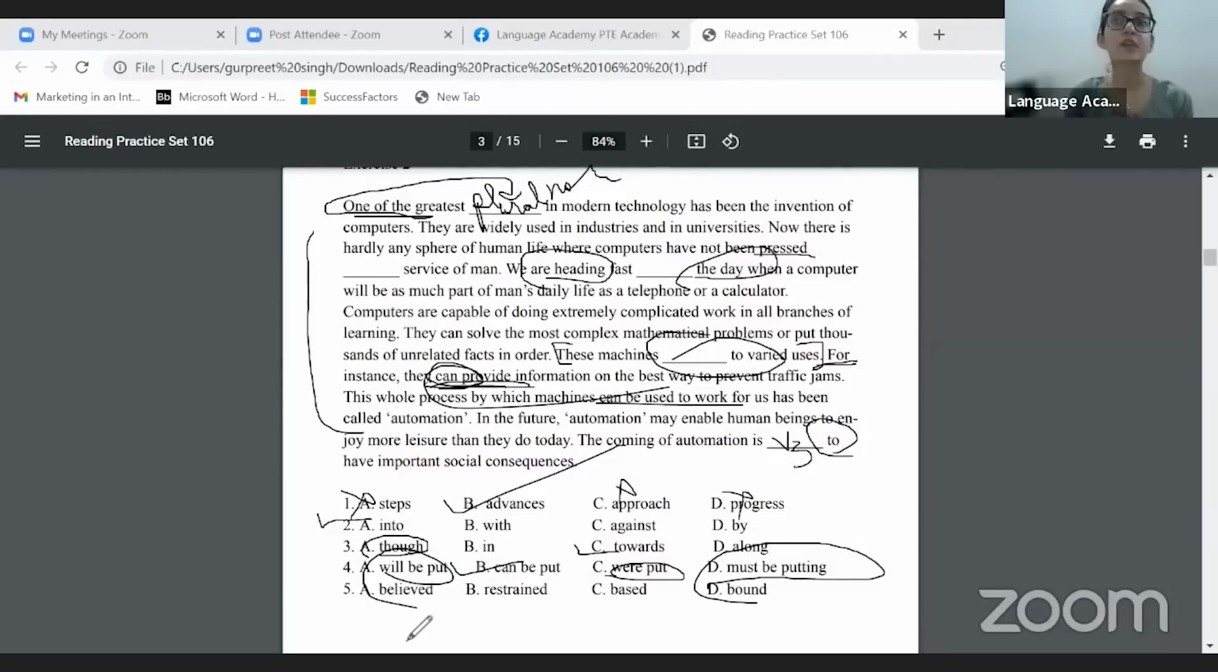Believed to do something means you are expecting it to happen that way. So "is believed to" is used for things which have not happened and you are expecting or assuming them to happen in that particular way. It is used for future things.